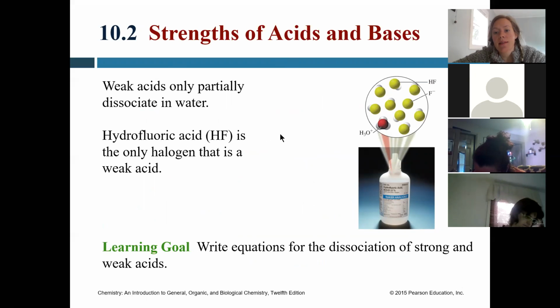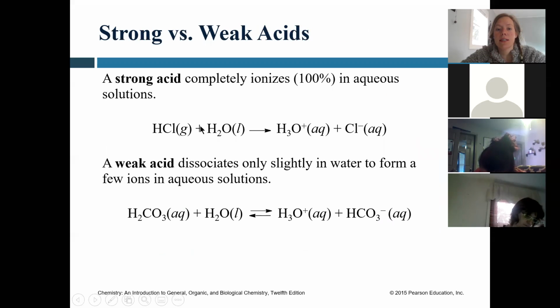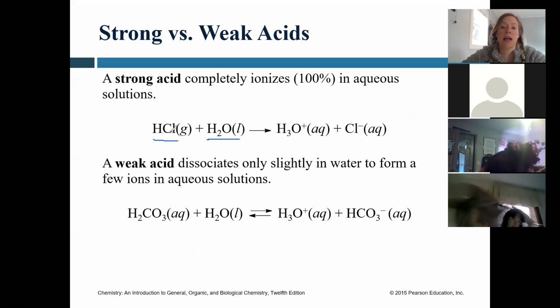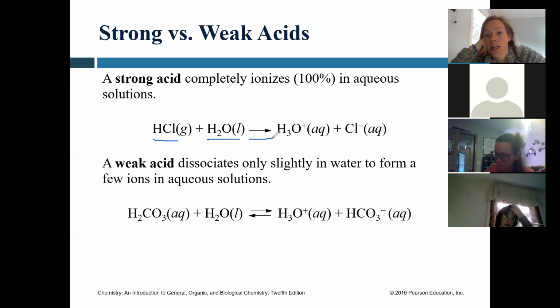If we have a weak acid, like HF is an example of a weak acid, it only partially dissociates in water, which means that some of the H's and F's will break apart, and some of the H's and F's will actually still stay together in the molecular form. So here's an example of a strong acid. A strong acid completely dissociates. So if I take hydrochloric acid and I put it in water, every single one of those hydrogens and chlorines will break apart. Now, how do you know that? If you were to look at an equation, do you see how this arrow is pointing in just one direction? That means that this whole thing is forced all the way in this direction.